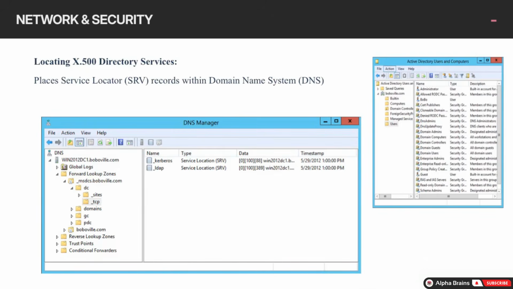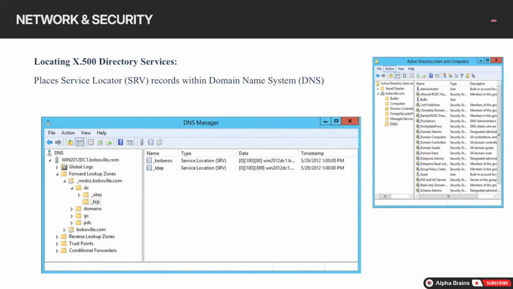That's the whole principle behind directory services, is that we have these trusted users and these trusted resources, and the users should be able to locate these resources no matter where they exist. Physically, they exist within this directory services database, and we need to be able to locate these services, these resources, when we need them. The way we locate these resources is through the domain name system, DNS. Within DNS, we populate SRV records, service location records.